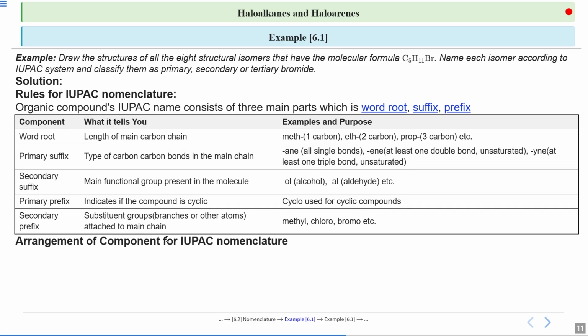The arrangement of components for IUPAC nomenclature. How can you do so? First of all, you arrange the secondary prefix, then comes the primary prefix, then the word root, then the primary suffix, and then the secondary suffix. This is the arrangement of the components for IUPAC nomenclature.